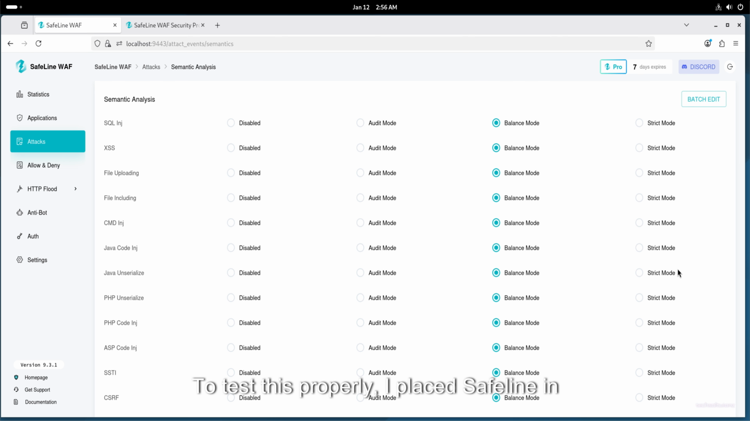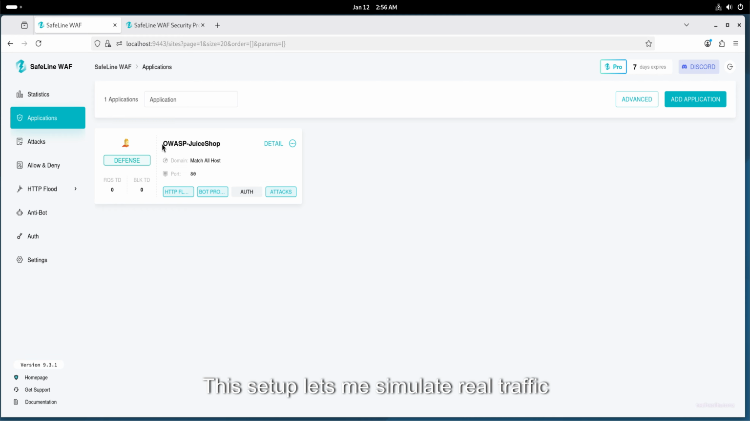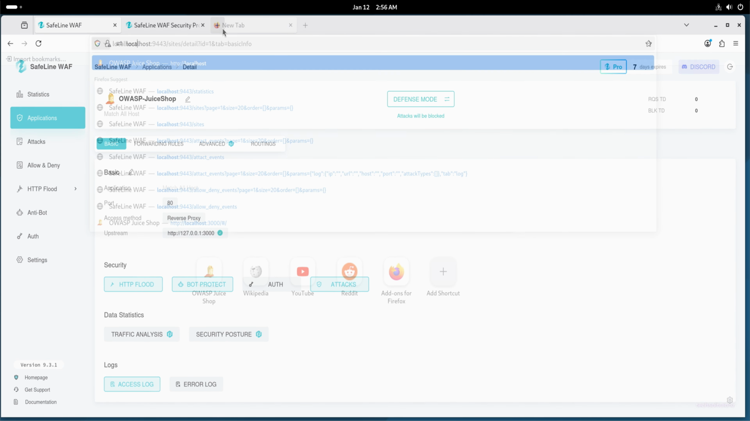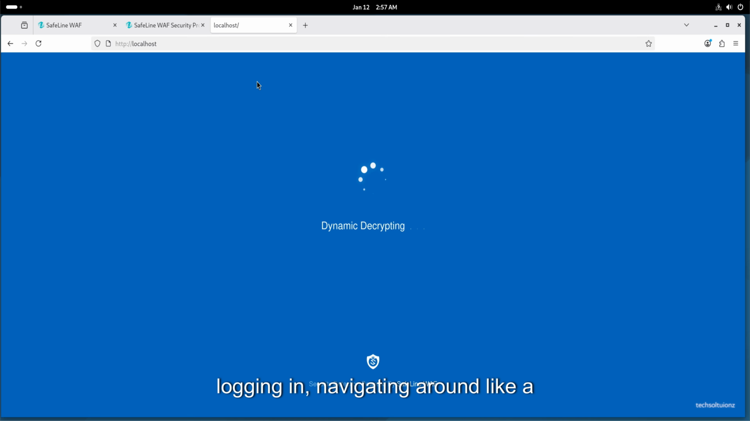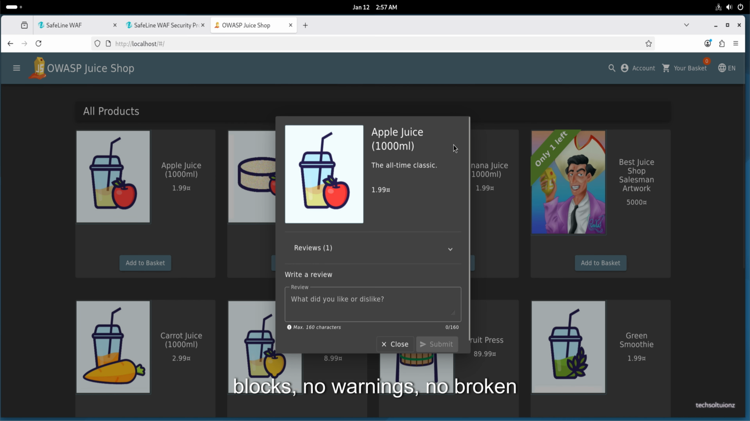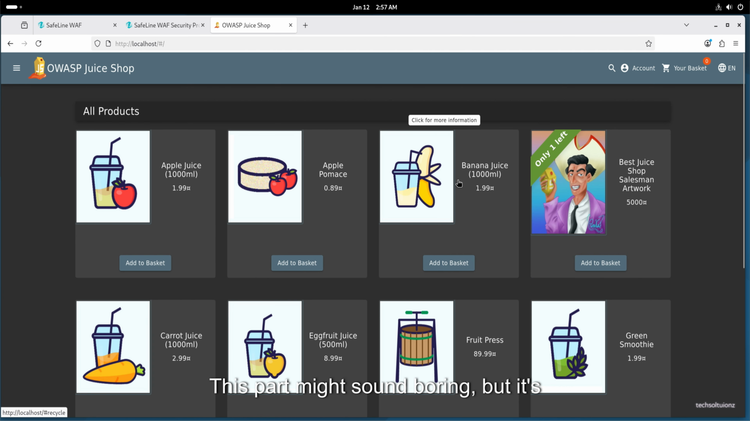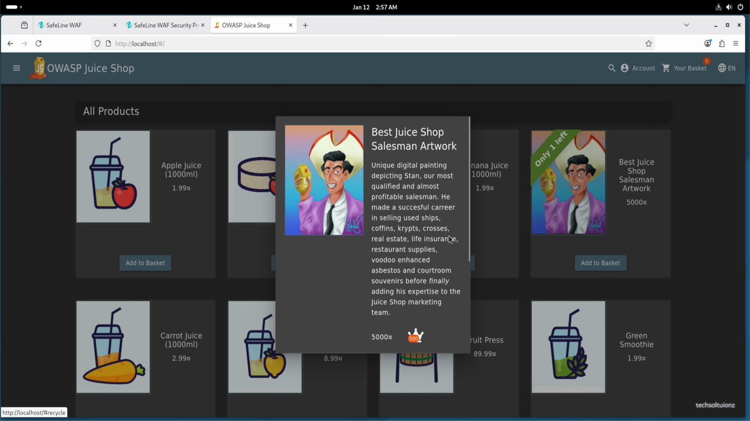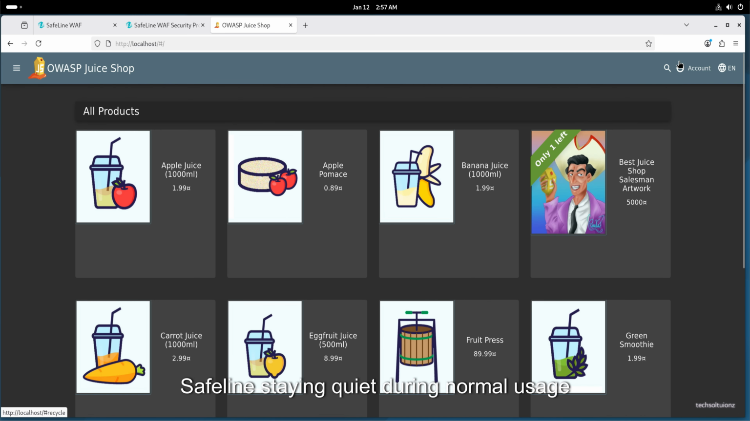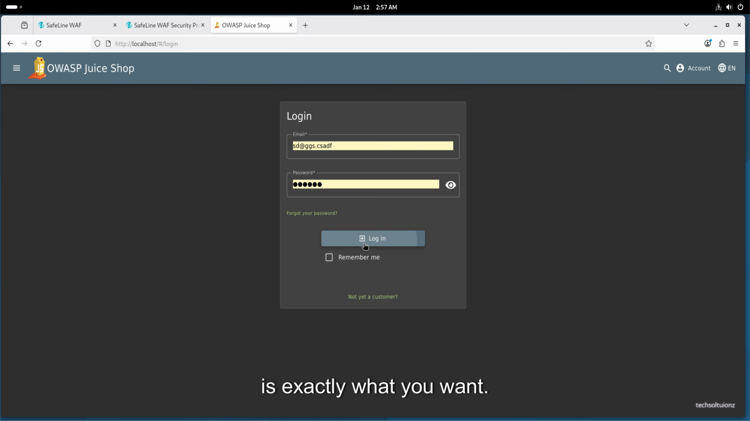To test this properly, I placed SafeLine in front of a deliberately vulnerable web application running locally. This setup lets me simulate real traffic safely without touching any public systems. Before doing anything aggressive, I started with normal usage, browsing pages, searching for items, logging in, navigating around like a regular user would. Everything worked normally. Pages loaded instantly, no unexpected blocks, no warnings, no broken functionality. This part might sound boring, but it's actually important. Many WAFs struggle here, especially when they're deployed with default rules. SafeLine staying quiet during normal usage is exactly what you want.